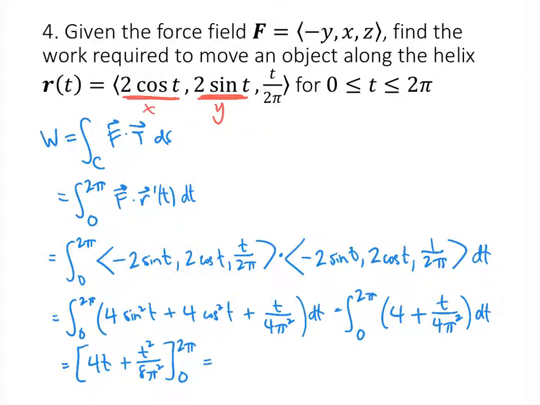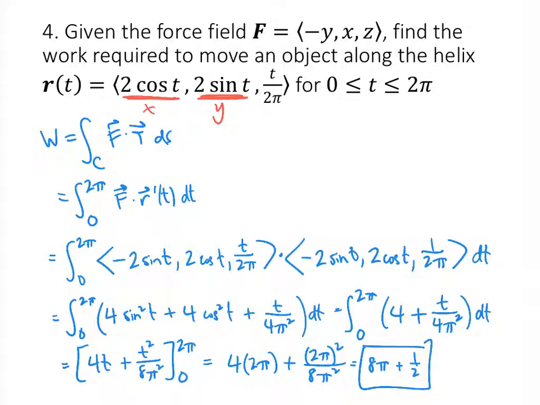When we plug in 0, we're just going to get 0, so this is just going to be 4 times 2 pi plus 2 pi quantity squared divided by 8 pi squared. So that's going to be 8 pi, and then 2 pi squared is 4 pi squared, so that's just going to be 8 pi plus a half. And that's our answer.